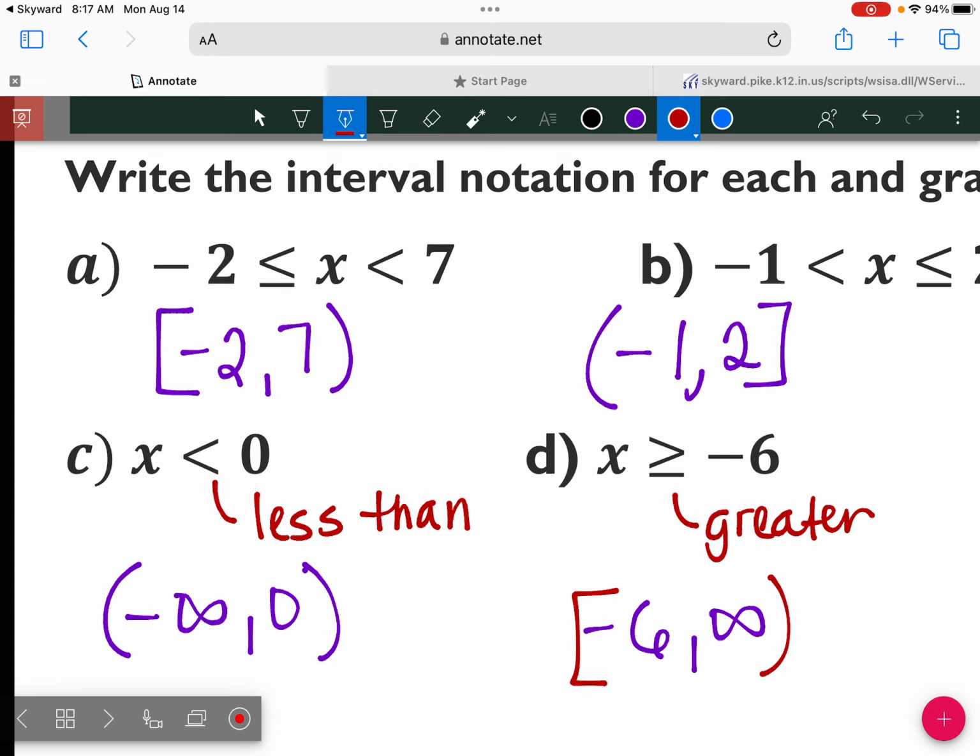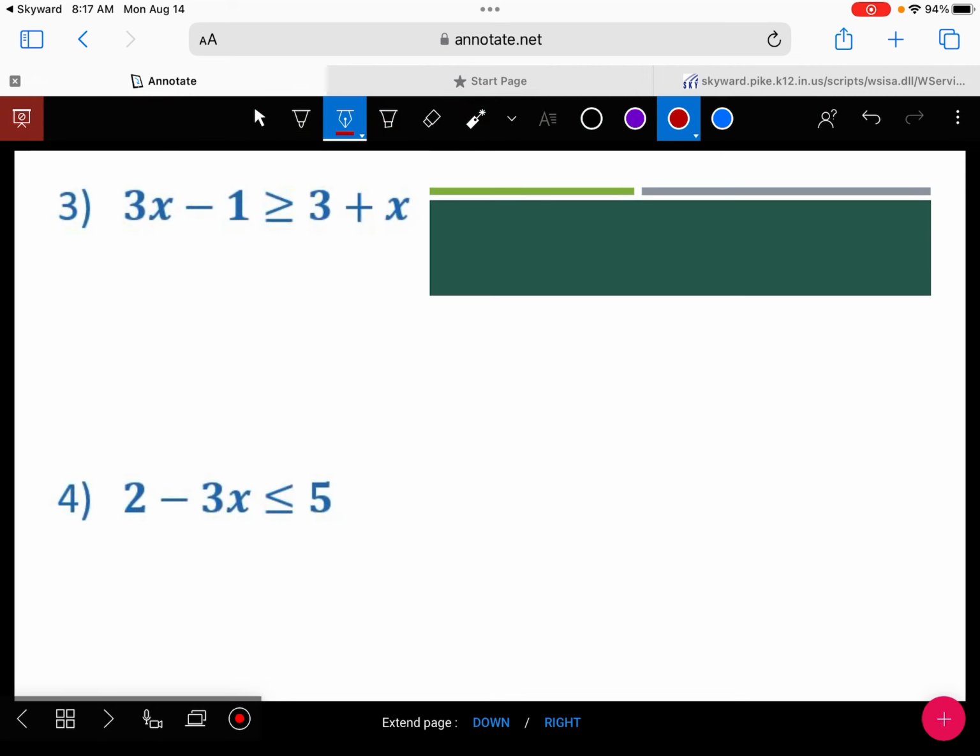So there's two inequalities that we did not get a chance to finish on Friday. I'm going to put those up and give you a chance to solve them and then write your answer in interval notation. So go ahead and copy down questions 3 and 4. Solve it and write your answer in interval notation.